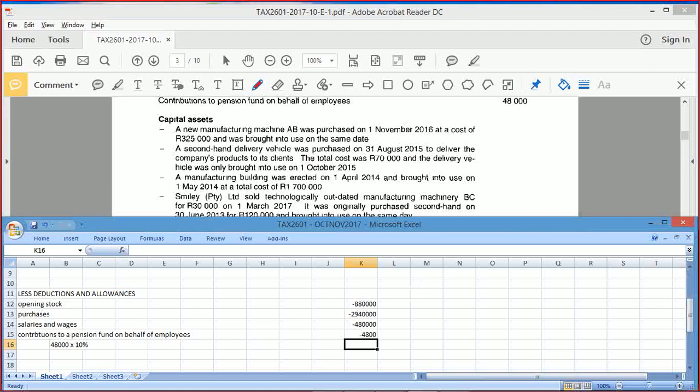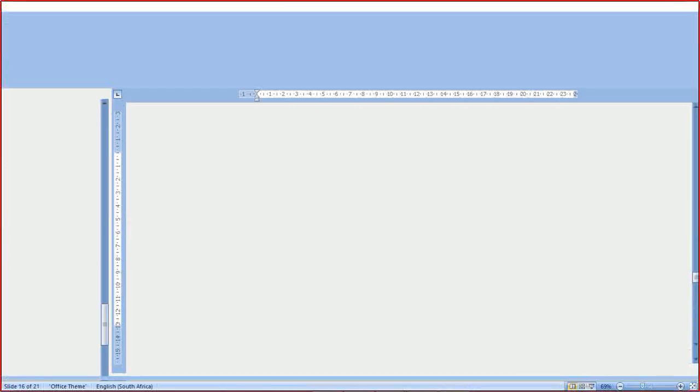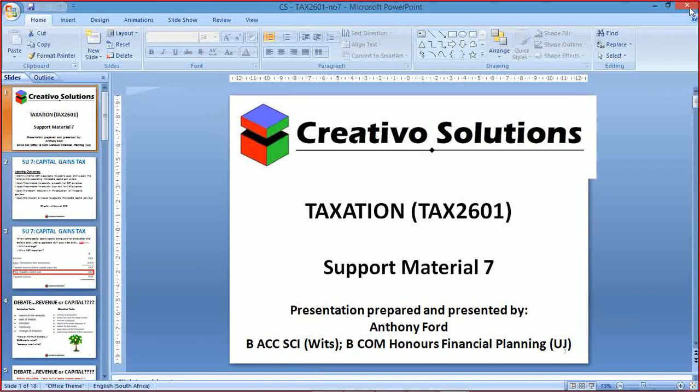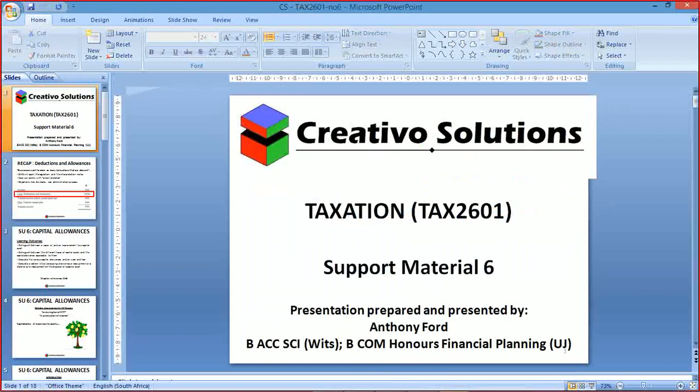Okay, next. Long one. Thoughts? First, take one step at a time. Capital asset. With this one, the first one, what I did was I first separated them and looked at the first one as an allowance, because there was a new manufacturing machine purchased at the cost of 325,000. And it was brought into use on the same day that it was purchased. Okay, yeah, so deduction allowances, right?